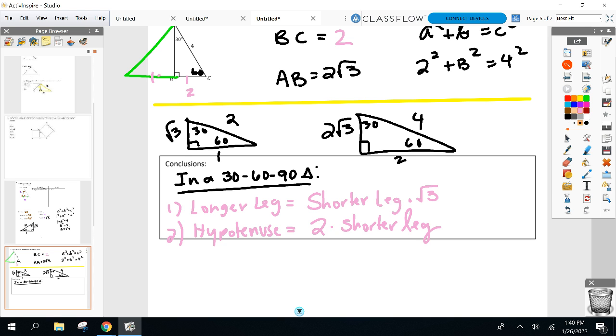So again, the shorter leg is the one across from 30. Longer leg is the one across from 60. Anything you want to ask? I am going to go quicker now, but I need you to stop me if things are going too fast or you miss something, because they're going to go pretty easy to pretty tough. All right, let's go then if you're fine.